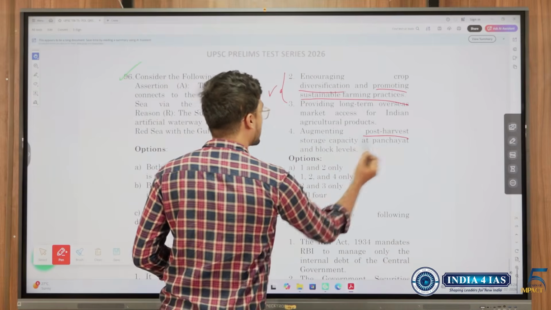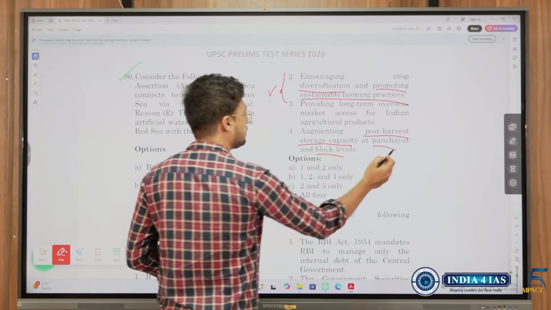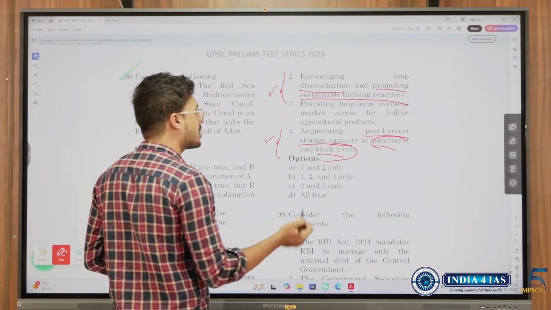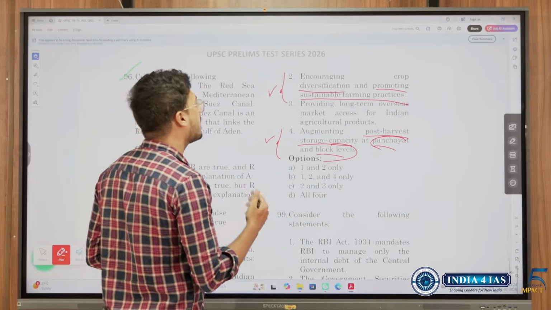Augmenting post harvest storage capacity at panchayat block level, which is the lowest level which is needed. So this is also correct, because post harvest storage is one of the issues which we face and we want to develop in that area.